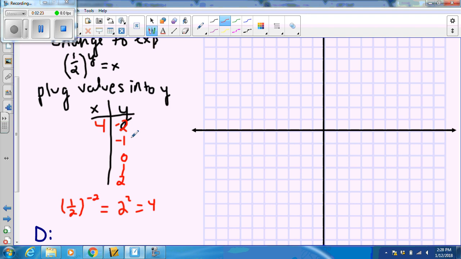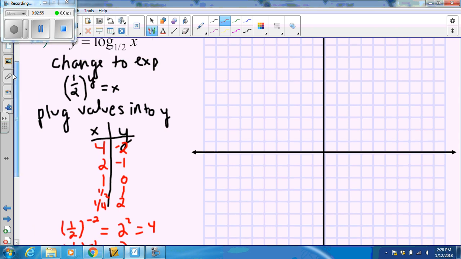And I do the same thing with -1. So I have 1/2 to the -1st power. That should just change it into 2. So I have 2. Now plugging 0 in for y, remember anything to the 0 power should always be 1. Plugging 1 in for y, I get 1/2. And then plugging 2 in for y, I get 1/4.